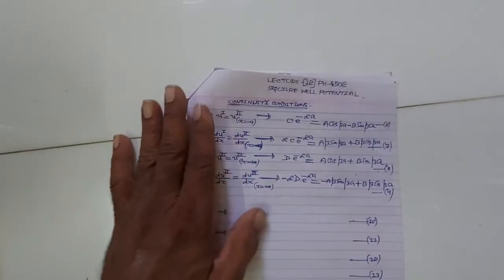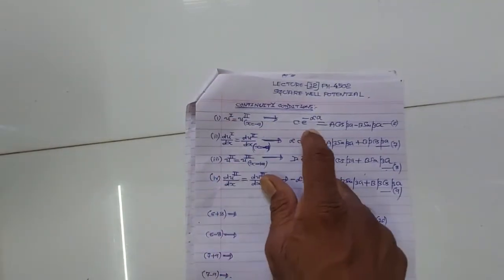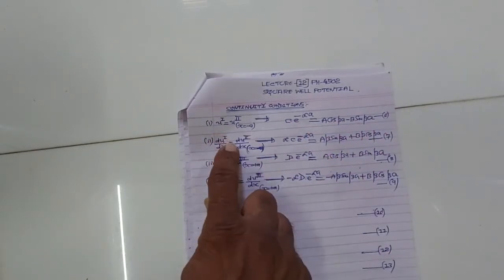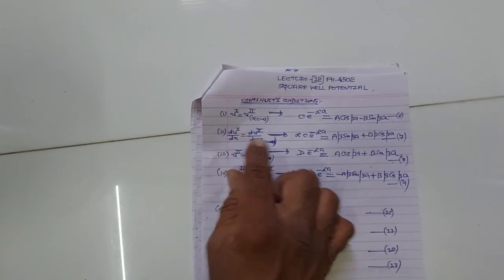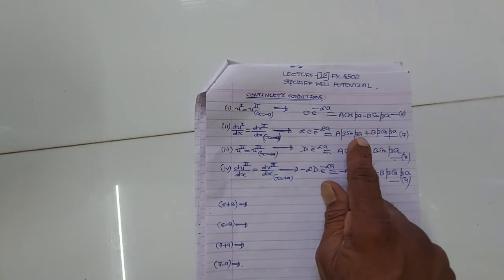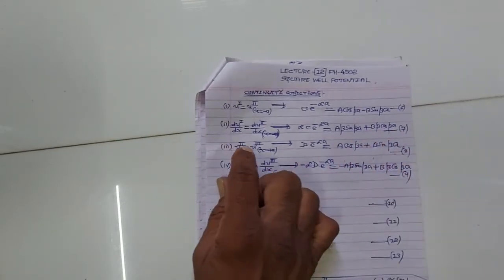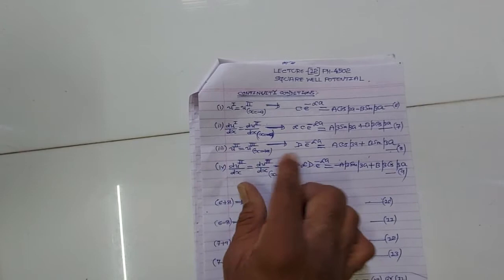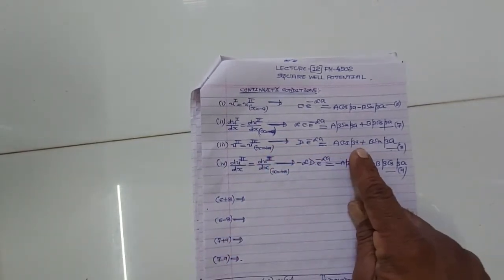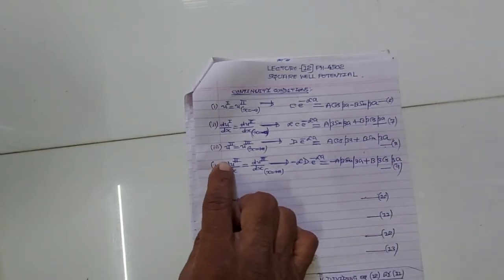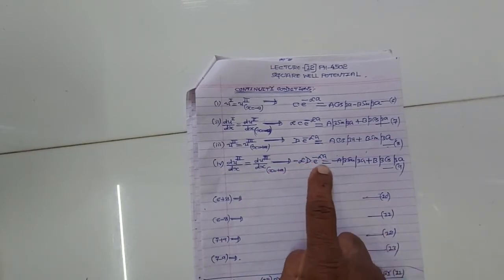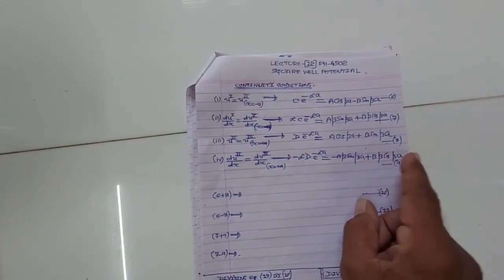So from u1 is equal to u2 we get the equation c e raised to minus alpha a is equal to a cos beta a minus b sin beta a. From the second continuity condition, du1 by dx equal to du2 by dx at the point minus a, we get the second equation: alpha c e raised to minus alpha a is equal to a beta sin beta a plus b beta cos beta a. Now from the third continuity condition, u2 is equal to u3 at the point plus a, we have the third equation: d e raised to minus alpha a is equal to a cos beta a plus b sin beta a. And from the last continuity condition, du2 by dx is equal to du3 by dx at the point plus a, we get minus alpha d e raised to minus alpha a is equal to minus a beta sin beta a plus b beta cos beta a.